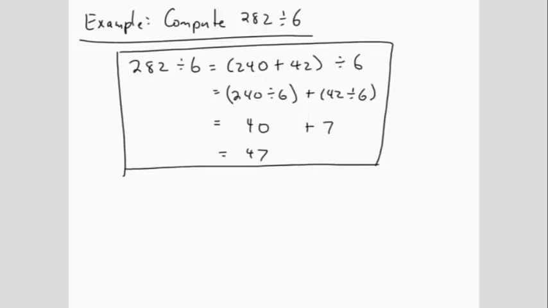The whole trick to this is that we are rearranging the information, the 282 boxes, into groups that are useful to us, 240 and 42. These numbers are useful because 6 goes into them very easily. We will do one more example. Example, compute 1044 divided by 3. The process here is exactly the same.